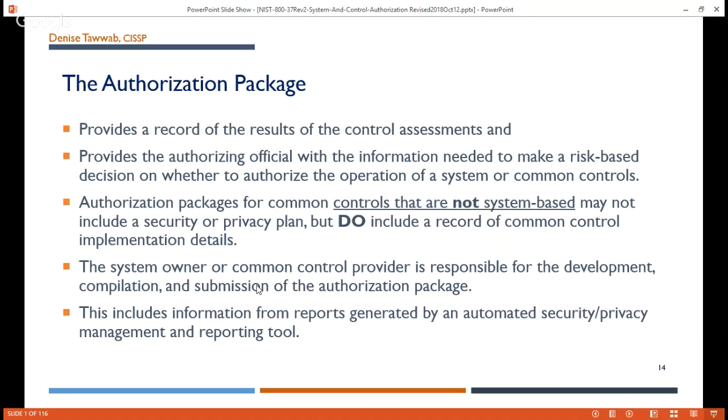Authorization packages for common controls that are not system based may not include a security or privacy plan, but they do include a record of common control implementation details. The system owner or the common control provider has a responsibility for developing, compiling, and submitting the authorization package. This includes information from reports that are generated by your automated system as well.